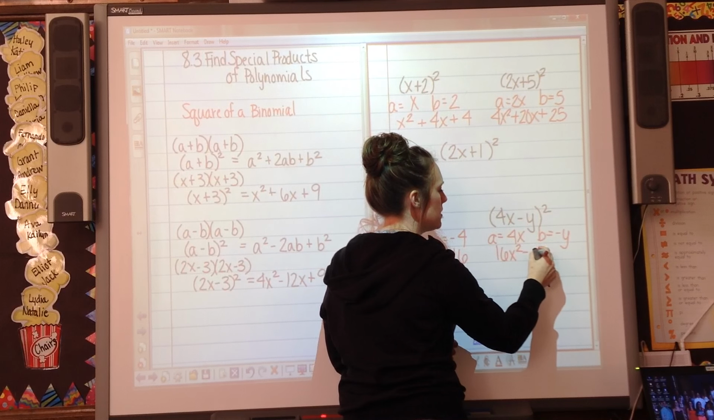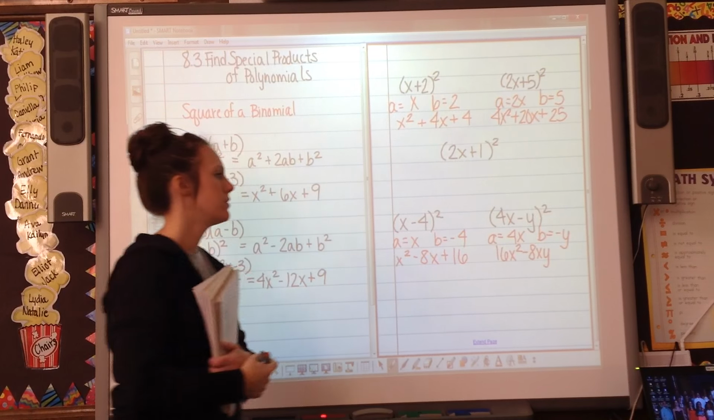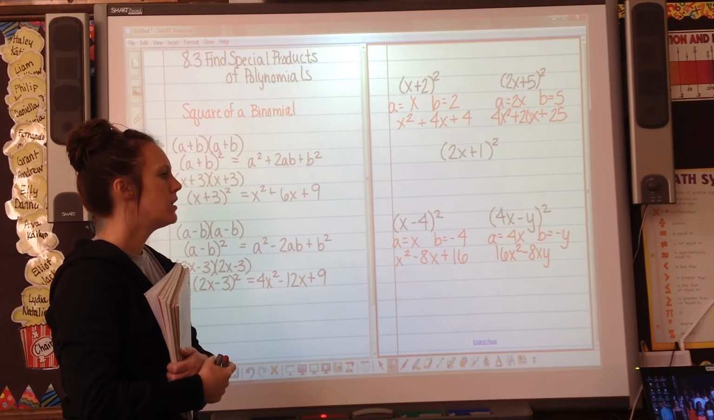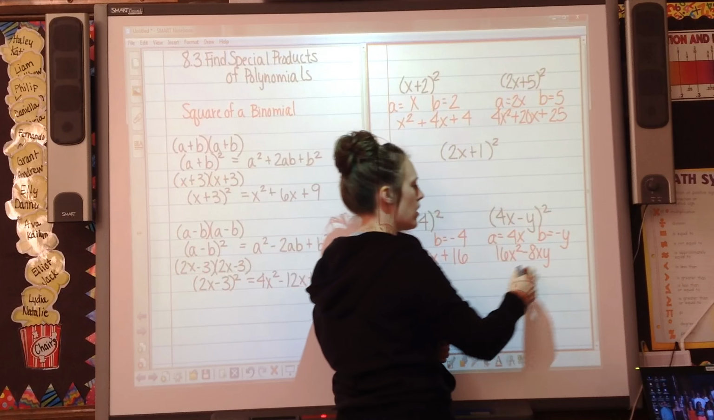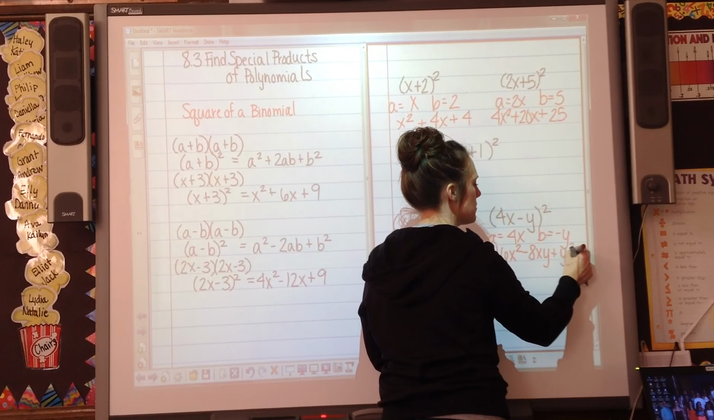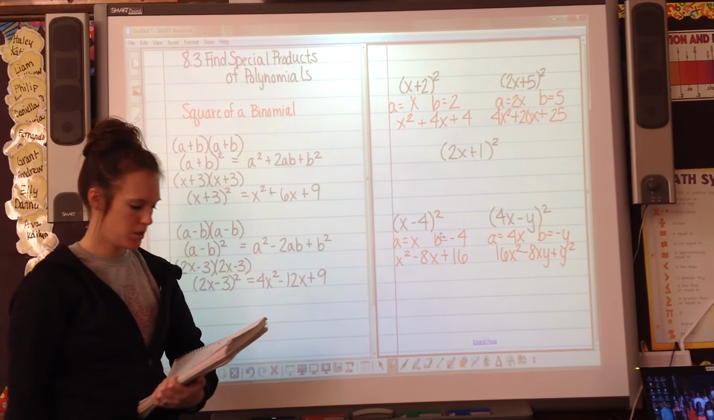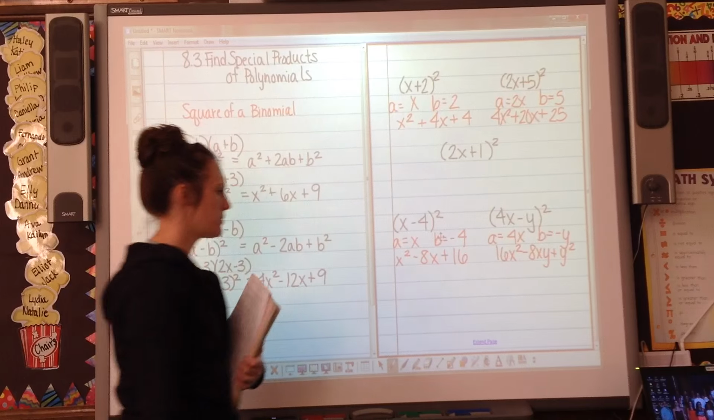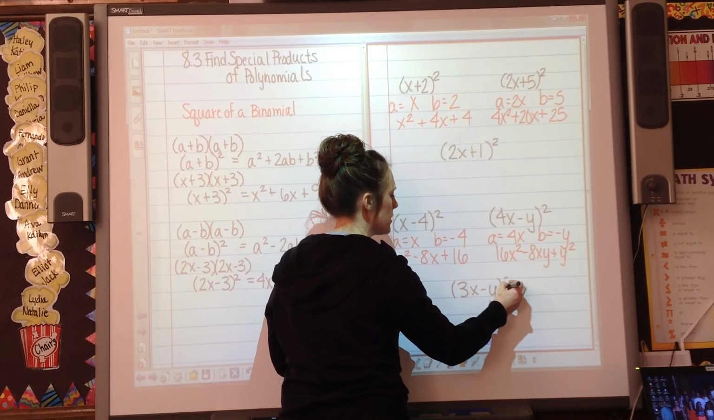So that would be 8xy. And then your last term is b squared. Negative y times negative y is a positive y squared. You're going to try 3x minus y, the quantity 3x minus y squared.